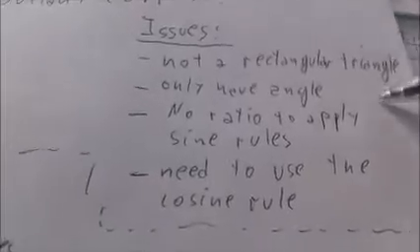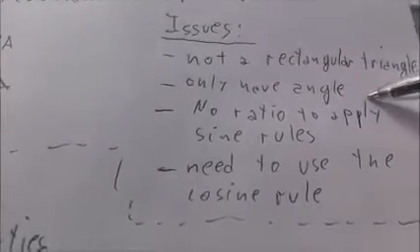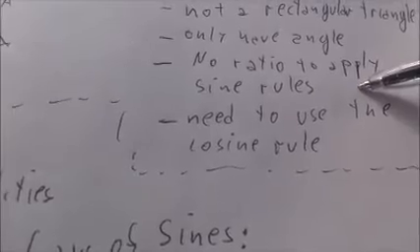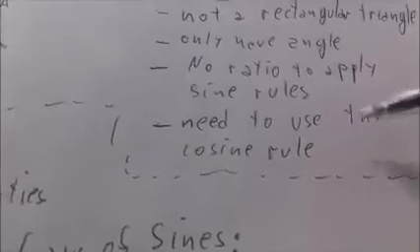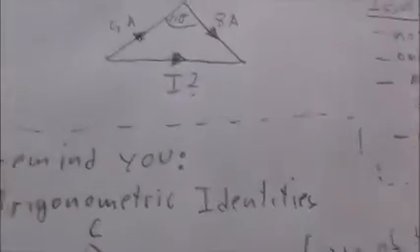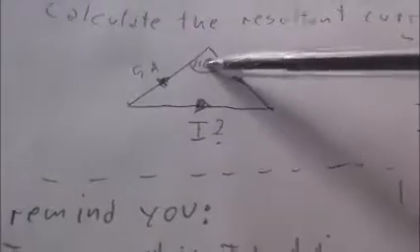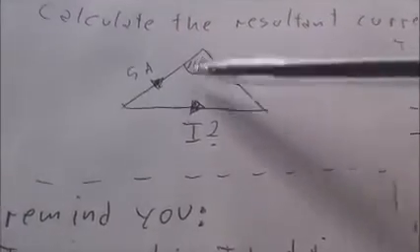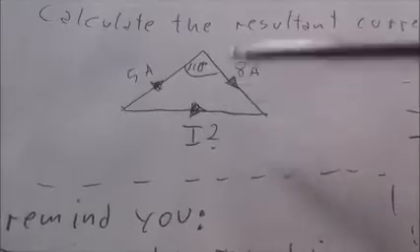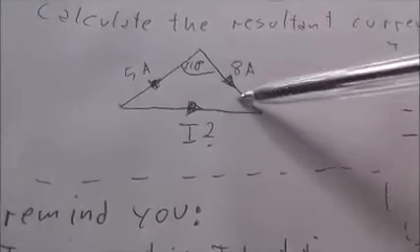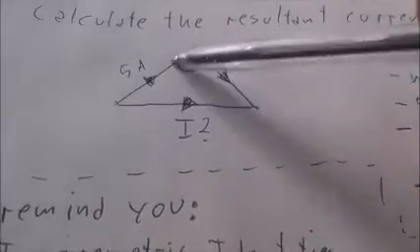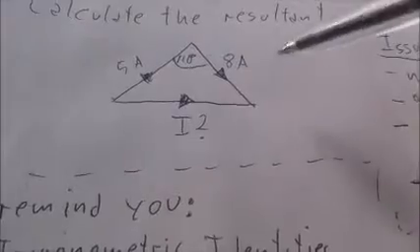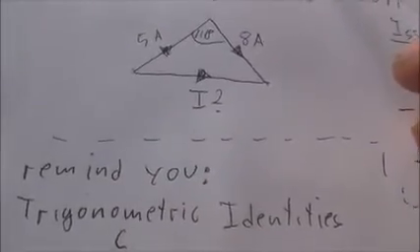Okay, what are we going to do? We've noticed it's not a right-angled triangle. We only have one angle, and there's no ratio where we might apply the sine rule, so we need to use the cosine rule, or the law of cosines. The law of sines doesn't work, because it looks at an angle and a side. We know this side, but we've got no angle here, and we've got an angle here, but we don't know this side, so we're kind of stuck. We can't use the law of sines.